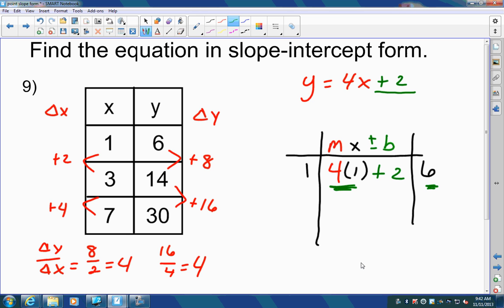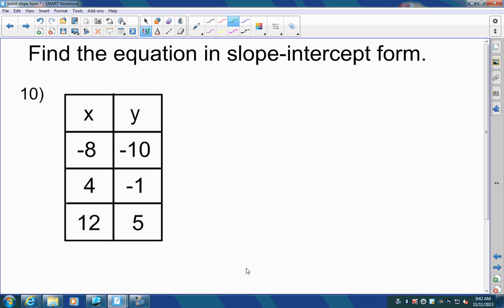To know if you're right, put it in the calculator, go to y equals, put in there 4x plus 2, press second graph, and make sure that table's in there. All right, try it again with number 10, please.